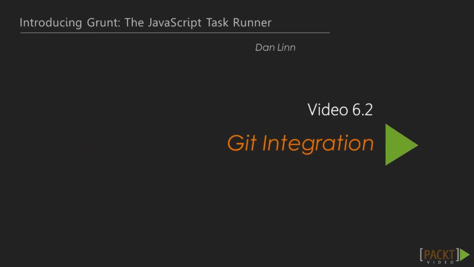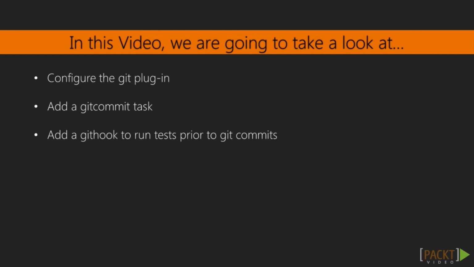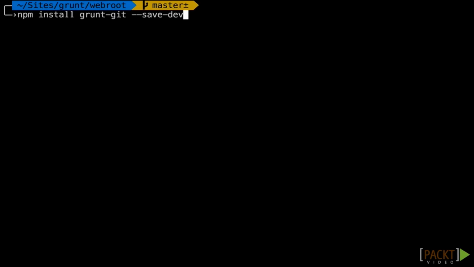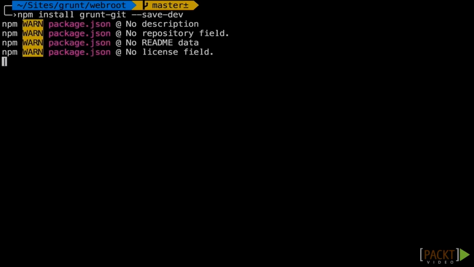Hello again, and welcome back to Introducing Grunt, the JavaScript task runner. The last video in our series talked about using targets to create deployment packages. If you're using Git for source control, and you should be, you could determine that you want the build to fail if there are unstaged commits, or you might want to run your tests first. Let's try both. Let's install grunt-git in our terminal.